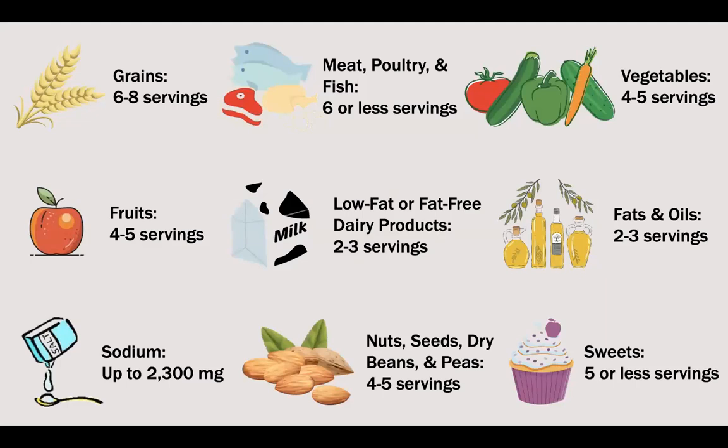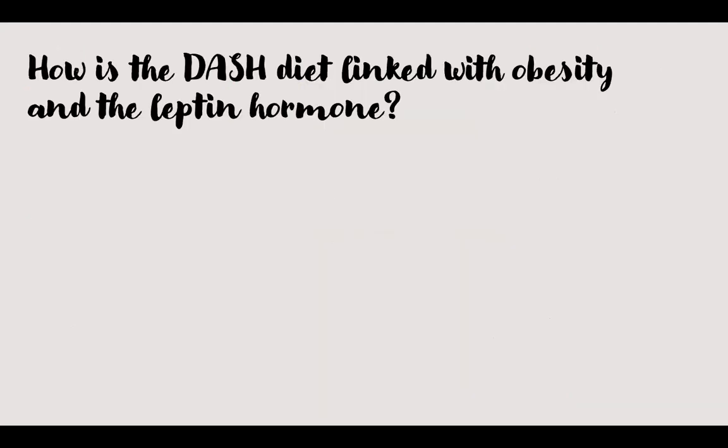We have 6 to 8 servings of grains, 6 or less servings of meat, poultry, or fish, 4 to 5 servings of vegetables, 4 to 5 servings of fruit, 2 to 3 servings of low-fat or fat-free dairy products, 2 to 3 servings of fats and oils. Sodium is limited to 2,300 milligrams per day, 4 to 5 servings of nuts, seeds, dry beans, and peas, and finally, 5 or less servings of sweets.